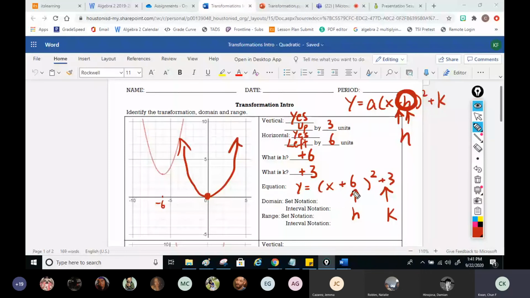All right, so right here, this is the equation. Plus 6 right here, and then the positive 3 right here.